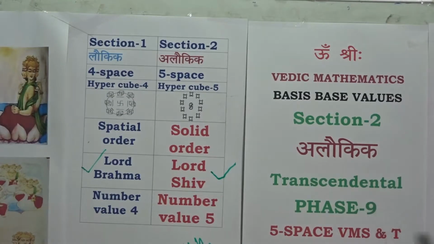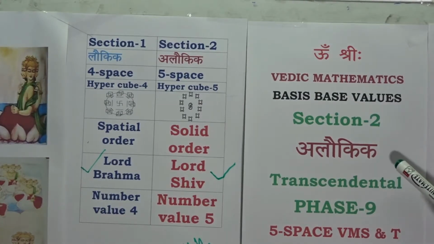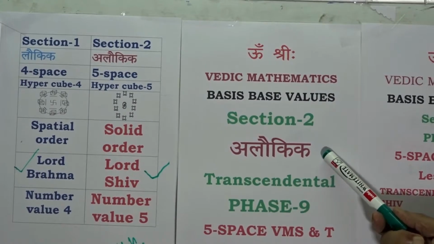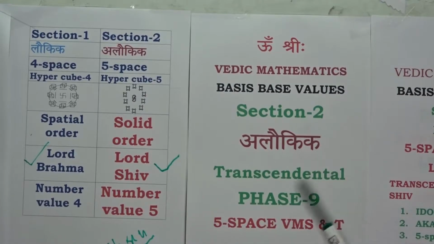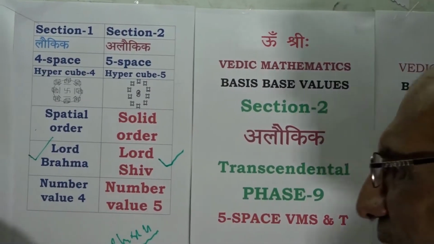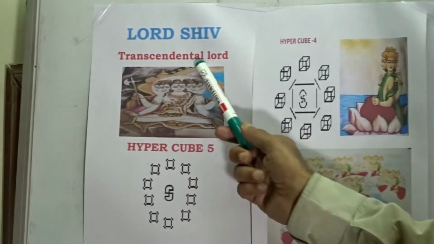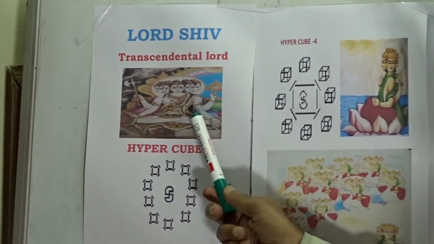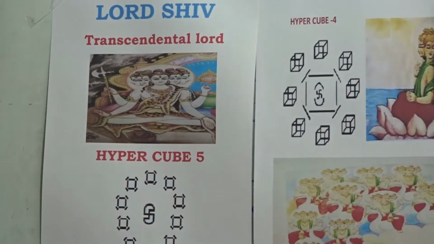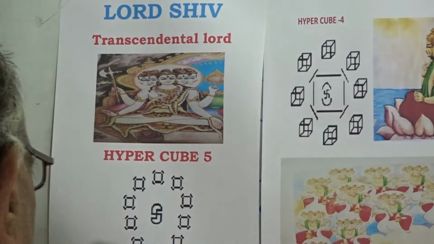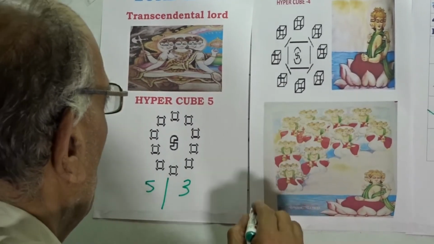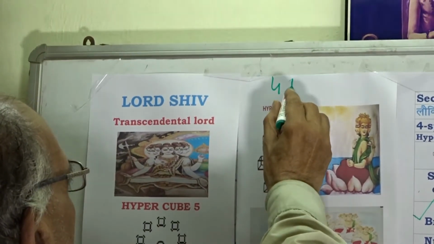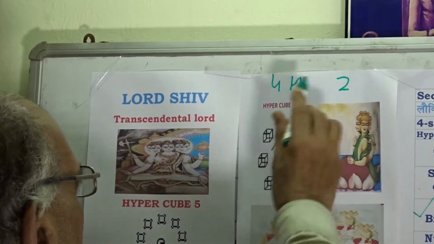Now in this present section 2 we are concentrating upon a transcendental domain, a 5 space. 5 space is presided by Lord Shiva. Lord Shiva is a 5-head Lord. Each head of Lord Shiva is equipped with triple eyes. There are 5 heads, and each head is equipped with triple eyes. Lord Brahma is a 4-head Lord and each head is equipped with a pair of eyes.